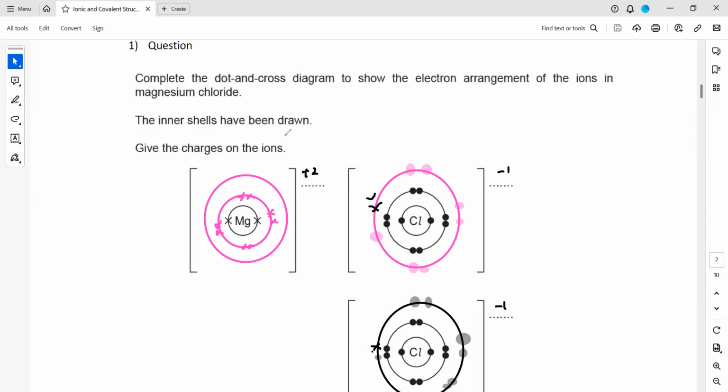And it's up to you. For example, if you draw the third shell empty, that's fine. If you remove this shell, that's also fine. So both ways it is correct, but the idea is that the magnesium should lose two electrons and each chlorine gains one electron.